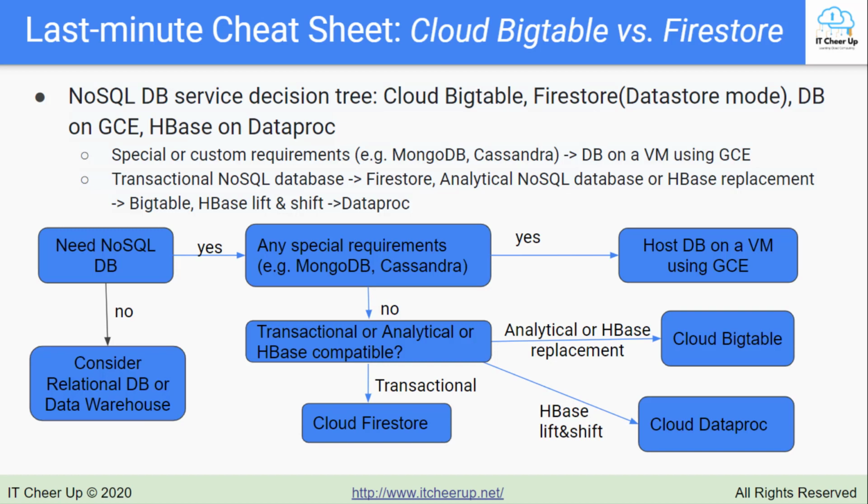If you don't require transactional consistency, or you need an HBase replacement in the cloud, and you want a consistent sub-10 millisecond latency for handling millions of requests per second, you might want to consider Cloud Bigtable. If you just need to lift and shift HBase from your on-prem Hadoop to the cloud, then you can deploy HBase in Dataproc.